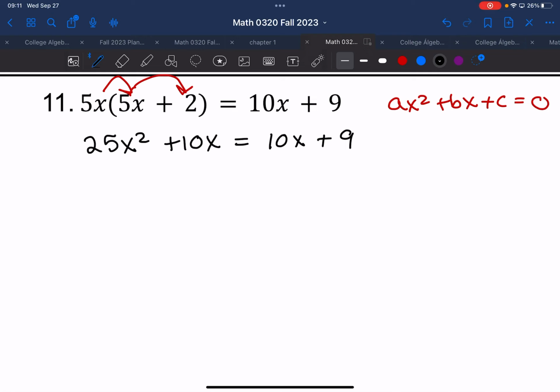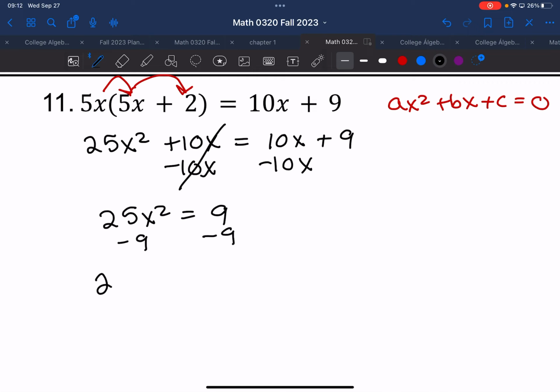What would be my next step to make it look like my standard form? Move the 10x. Good, I'm going to move the 10x over. Notice that that cancels out the other side because I have a positive 10x and a negative 10x. So I'm left with 25x squared equals 9. What would be my next step? Move over the 9. So I have 25x squared minus 9 equals 0. So now it's in that standard form because we have it equal to 0.